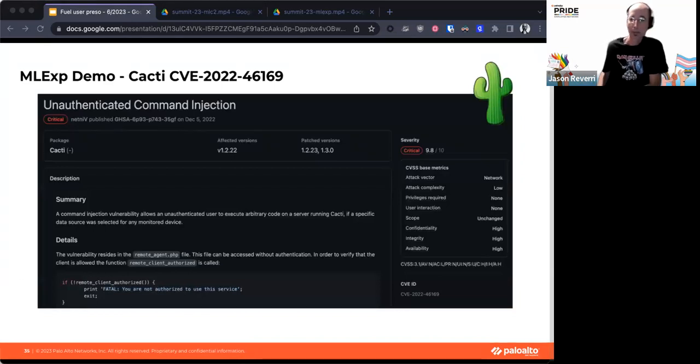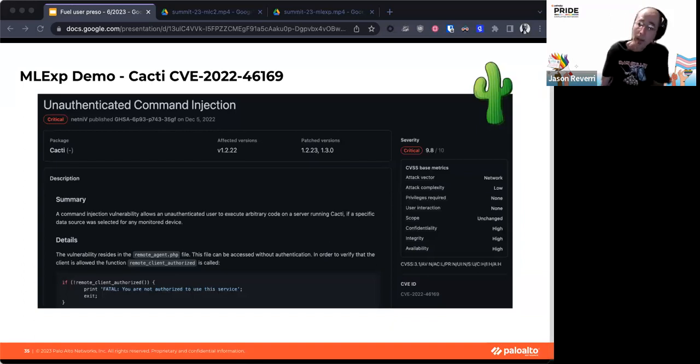So let's look at an example of inline cloud analysis blocking a variation of a published CVE. Late last year, there was a critical level security vulnerability found in the common SNMP network monitoring tool Cacti. A lot of enterprises use this open source tool to trend network traffic volume, etc.